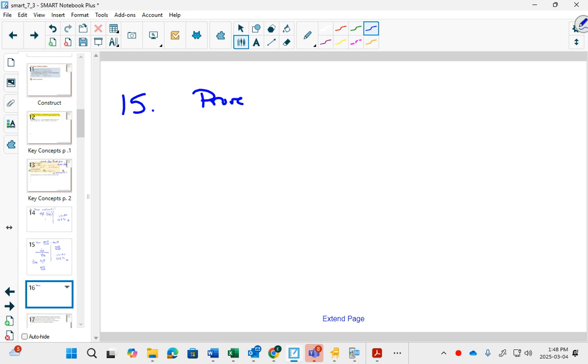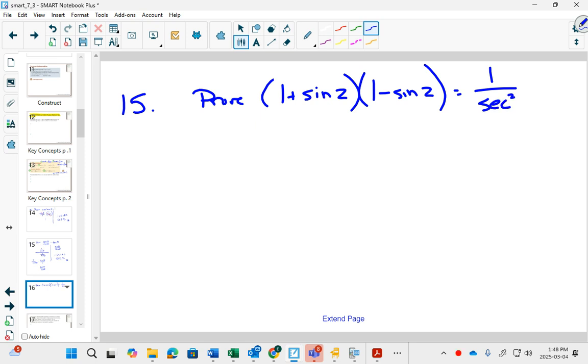Prove 1 plus sine z, minus sine z, equals 1 over secant squared. I'm going to just bend that line so there's a little bit of room to work on both sides.